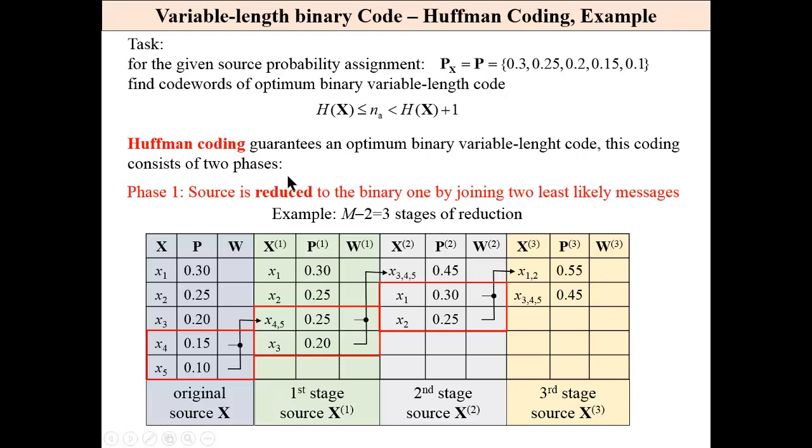This coding consists of 2 phases. Phase 1. Source is reduced to the binary source by joining the 2 least likely messages. For the original source, these are messages x4 and x5, and we join them to obtain the reduced source. The joined message now is here, and in stage 2, we reduce our source to a source of 3 messages. In the final stage, the source is reduced to the binary source, and this is the first phase.